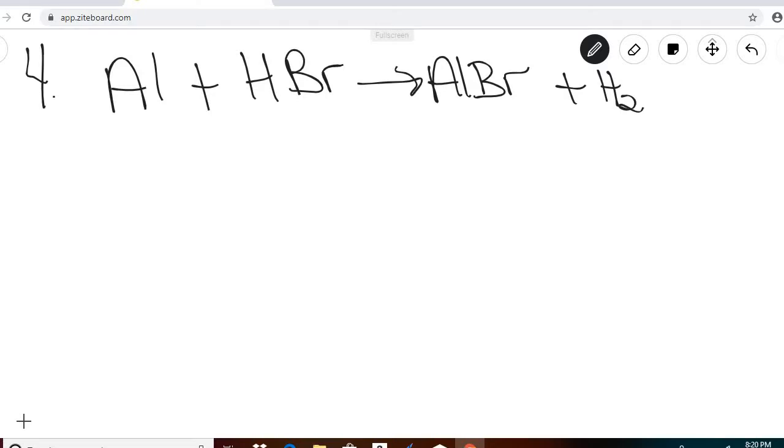So aluminum's in group 3, so it has a charge of +3. Bromine is in column 7A, so it has a charge of -1. So we switch the charges. So the formula for aluminum bromide would be AlBr3. Okay, and then we're ready to balance it. Let's see, we had 3 bromines over here. Let's get 3 here by doing that.